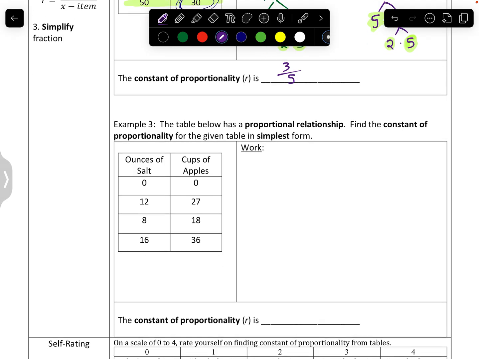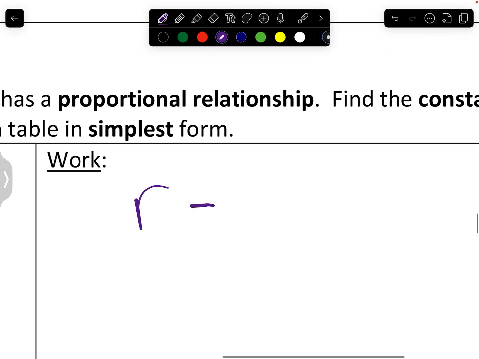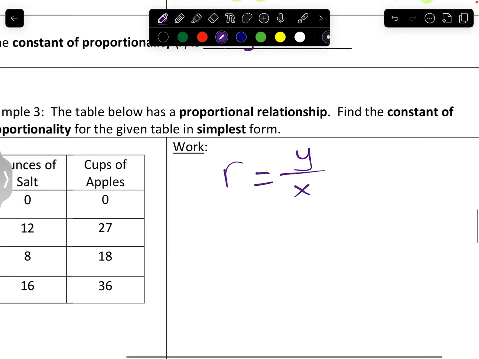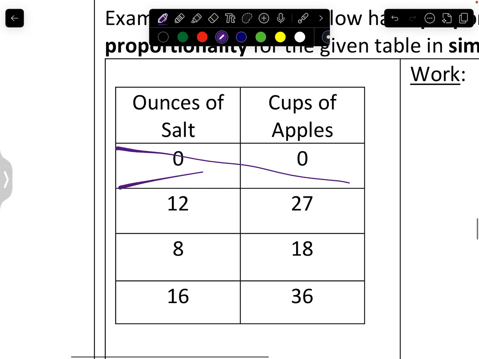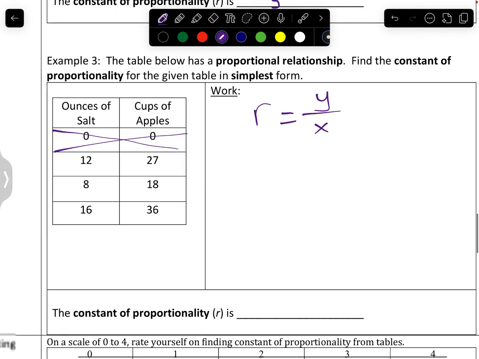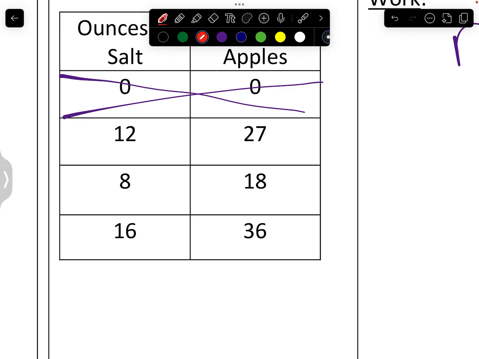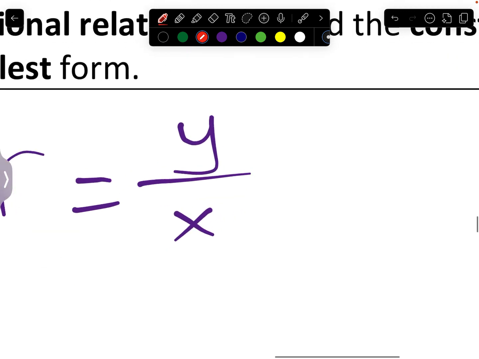So here's our last one, you guys. Remember, your rate is y over x, and you guys decide which numbers look the easiest. We love 0, 0. We love that it starts there. We just don't want to use it. But in this case, 8 and 18 is probably the easiest set. But it doesn't matter because whatever you choose, you're going to get the same answer. So 8 and 18, you guys cool with that?